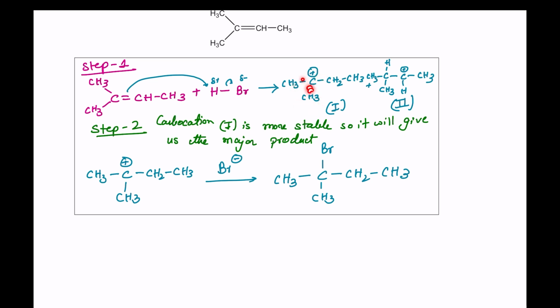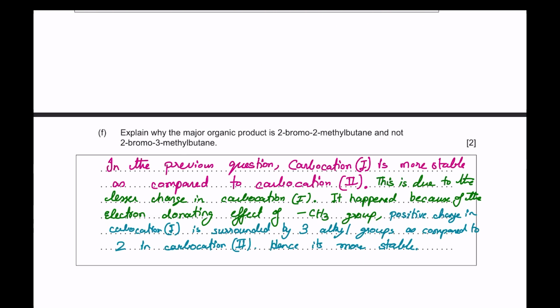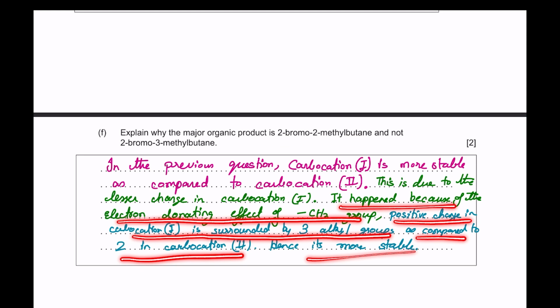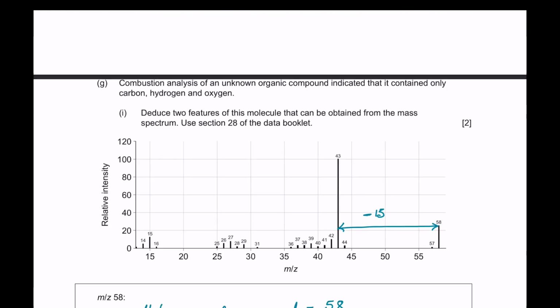So they will push electrons and try to decrease this positive charge. There are 3 methyl groups here, but here you see there are only 2 methyl groups. So this charge will be decreased, but it won't be decreased as much as in case 1, because you have 3 methyl groups trying to push electrons. So the charge will be less for carbocation 1 as compared to carbocation 2, and we know lesser charge means higher stability. That's the reason carbocation 1 is more stable, and that's why 2-bromo-2-methylbutane is the major product. I've just written that it happened because of the electron donating effect of the CH3 group. The positive charge in carbocation 1 is surrounded by 3 alkyl groups as compared to 2 in carbocation 2, hence it's more stable. So that's all basically.